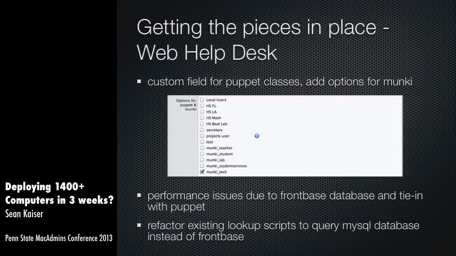Yep. We were still running the default FrontBase database with Web Help Desk, which we were having to restart the server once every couple days to a couple times each day, because every time Puppet ran, it queried the help desk to see what it was supposed to do, and that was causing performance issues. And then once I figured out what the issues were, we installed a new server, converted from FrontBase to MySQL to get better performance. After I did that, I needed to refactor my lookup scripts so that they query MySQL instead of FrontBase, which actually turned out to be pretty interesting.